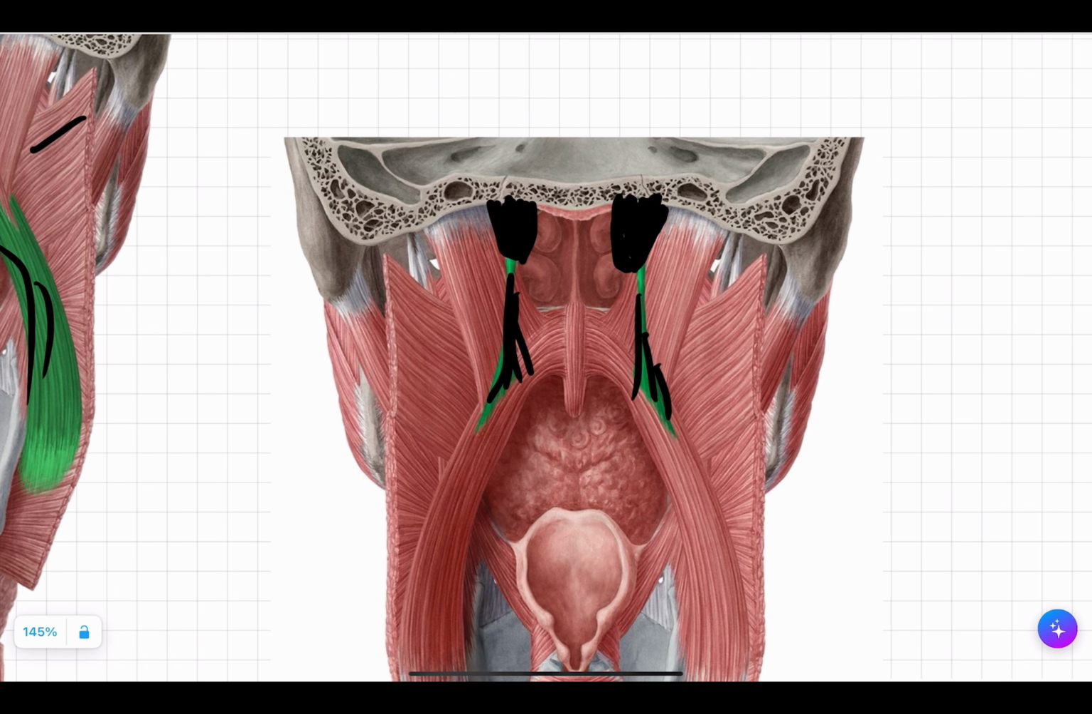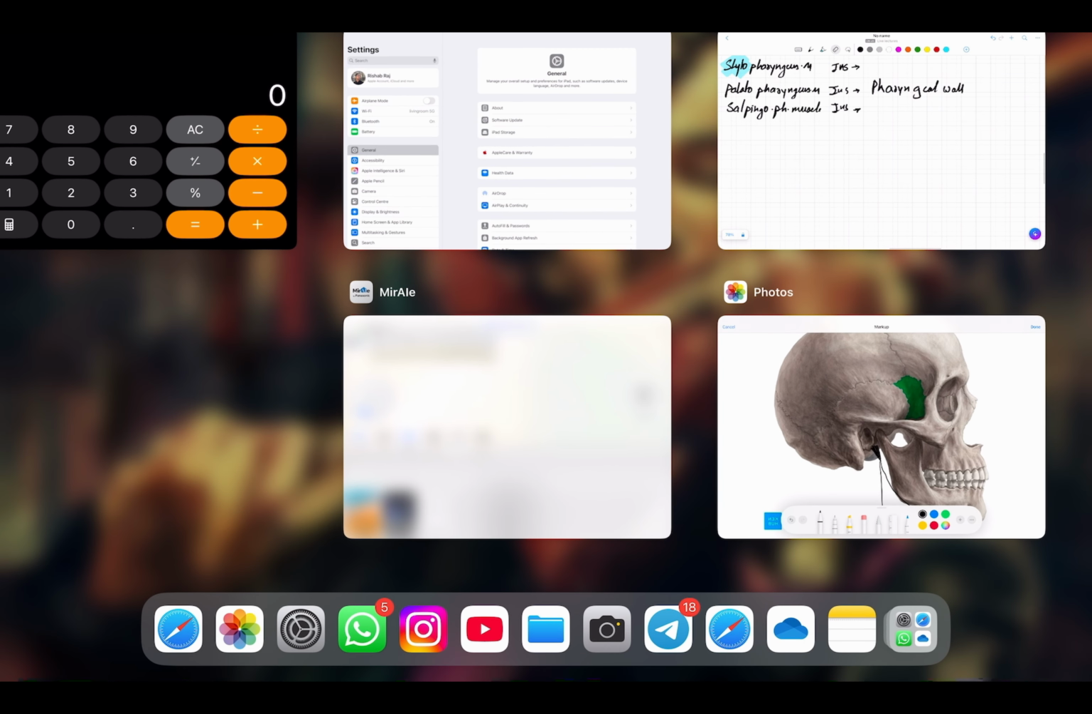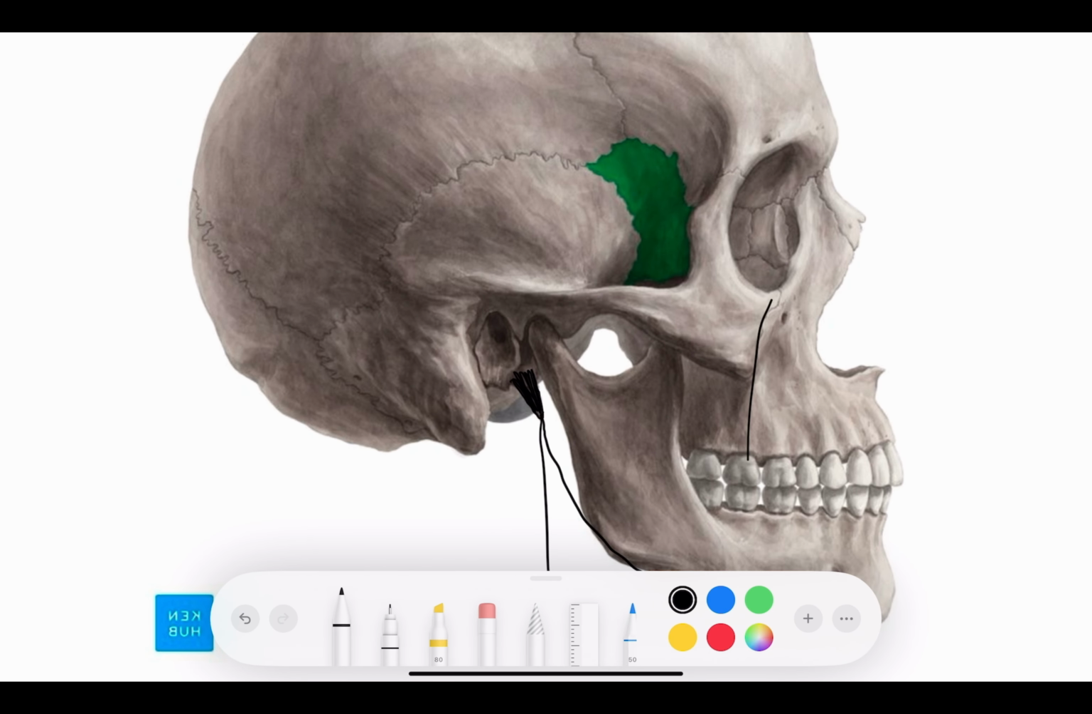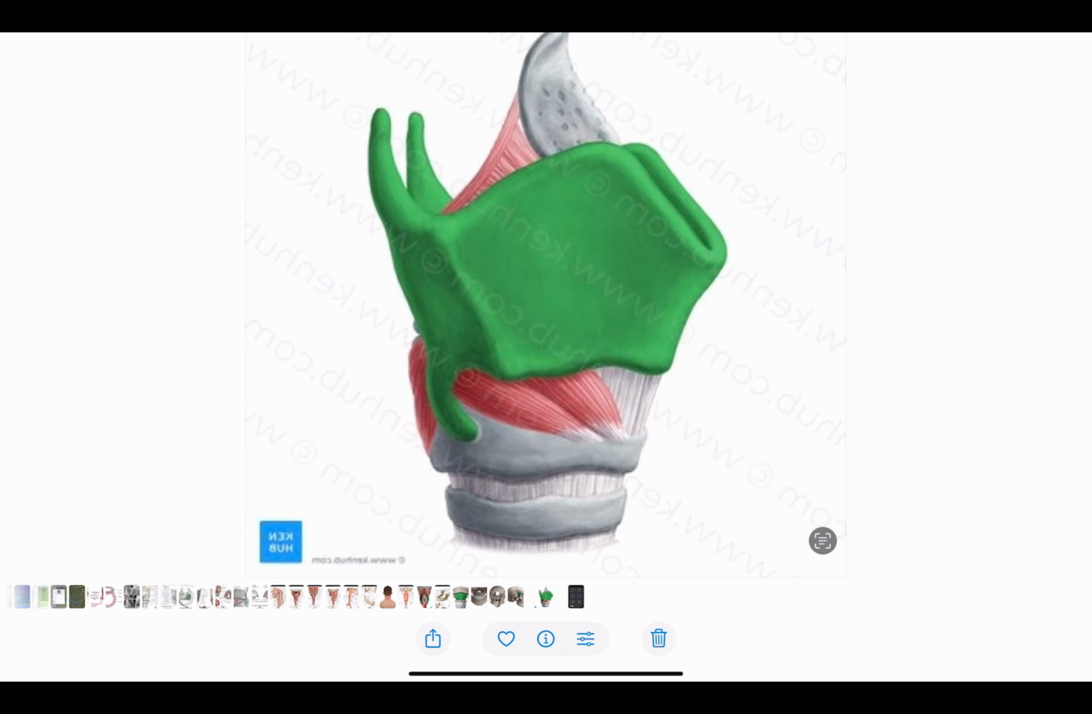So always remember, you have three kinds of longitudinal muscles: stylopharyngeus, origin styloid process, insertion wall of the pharynx; palatopharyngeus, second muscle, origin palate, insertion pharyngeal wall; third is salpingopharyngeus, origin eustachian tube, insertion wall of the pharynx. Another thing, let me just take the photograph of our larynx and I will tell you something about it. Very interesting.